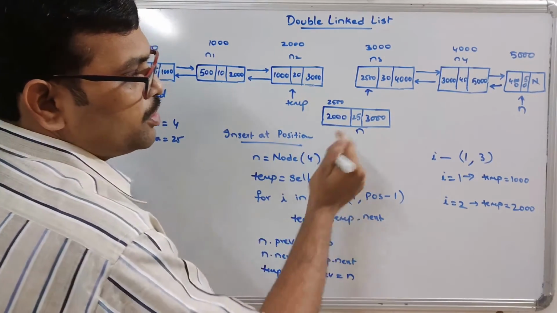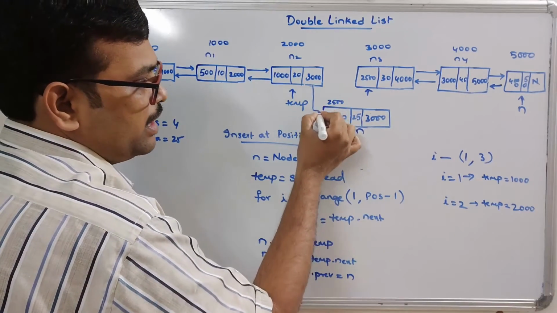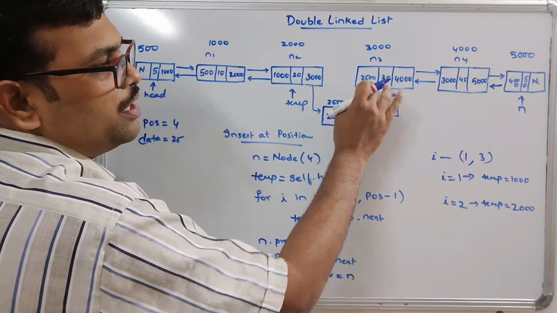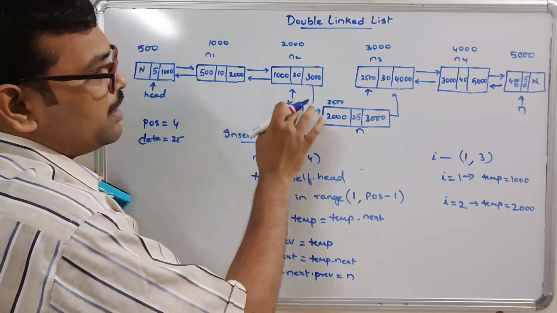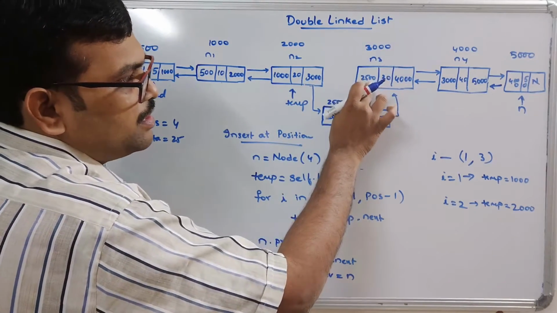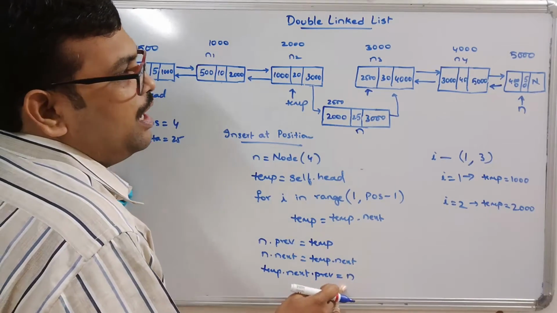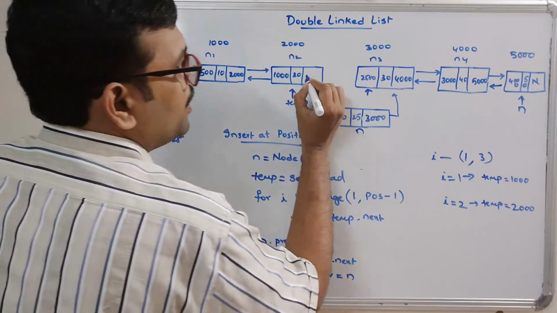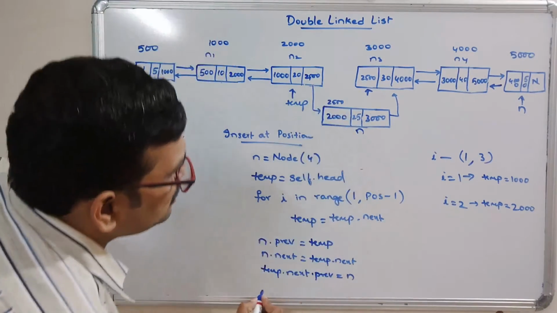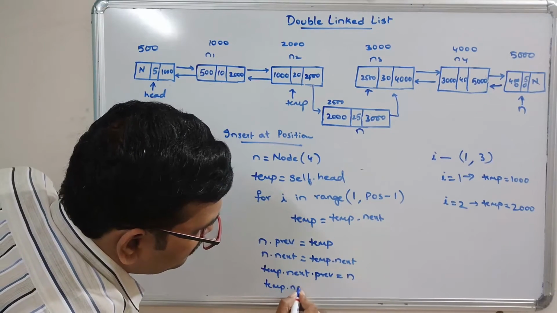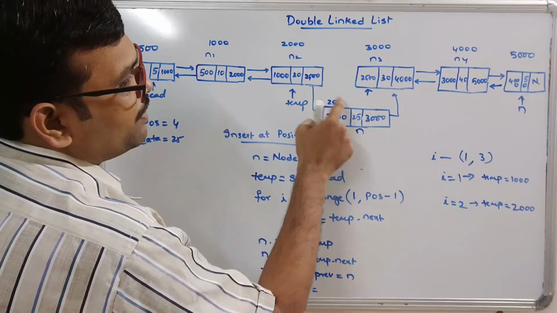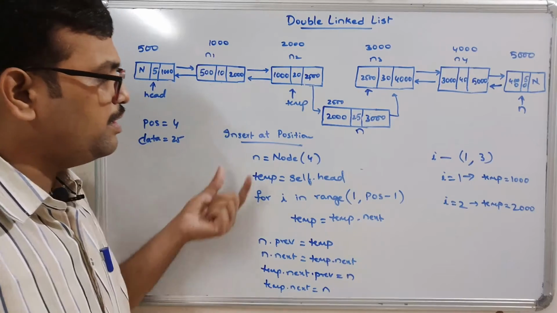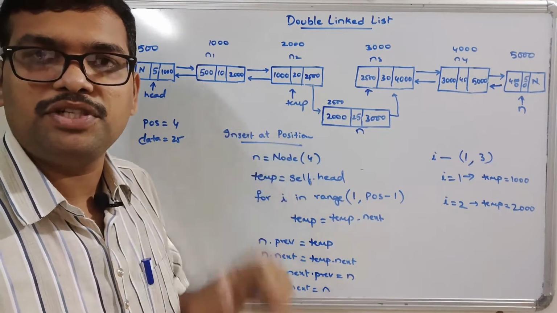I hope you understood this one, because we need to link here and this to here. So automatically the n address should be placed at the previous node. To get this one, temp dot next, that means 3000 dot previous, this position, we are changing to n. And what about this one? 3000 should be changed to the address of this one, 2500. That means temp dot next is equal to 2500, which means again n. So this is the code we need to write in order to insert the value at a particular position.